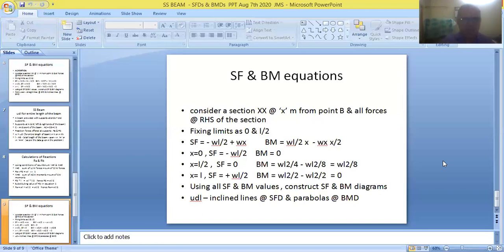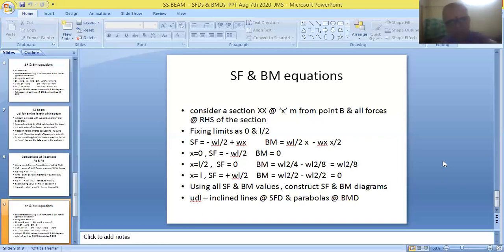So friends, as a whole, at X is equivalent to 0, this SF will be equivalent to minus WL by 2. And at the second point, it will be equivalent to 0. And at the third point, again, it will be equivalent to plus WL by 2. Similarly, as far as bending moment is concerned, the first value will be 0, the second value will be plus WL square by 8, and the third value will be equivalent to 0.